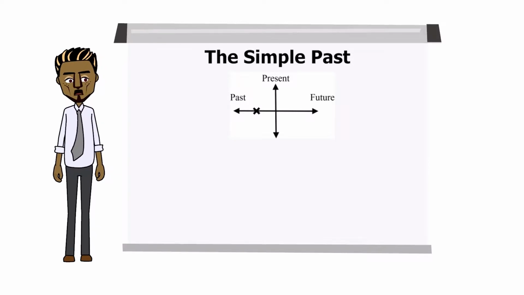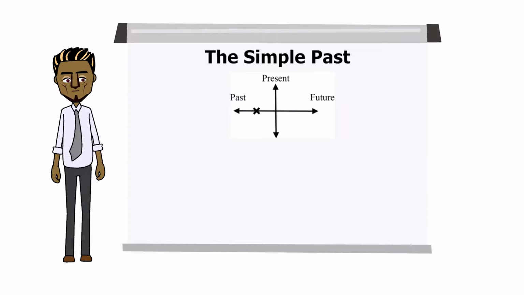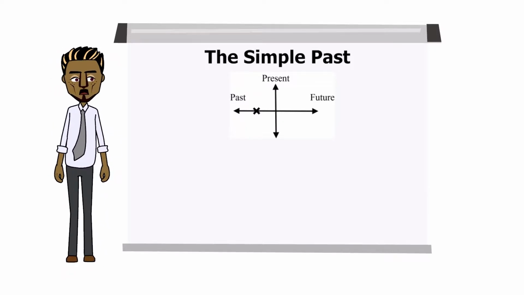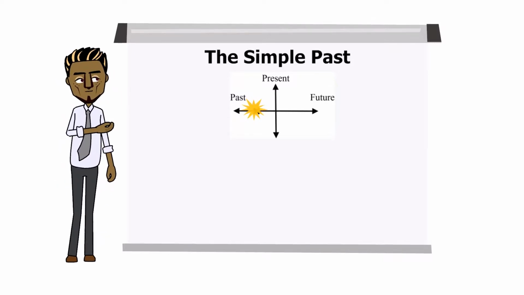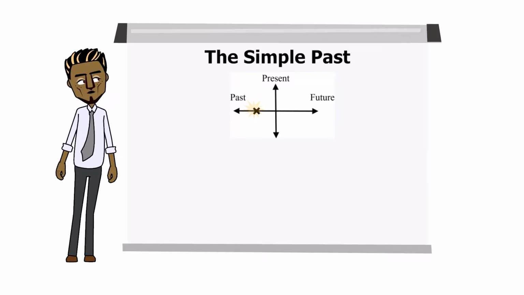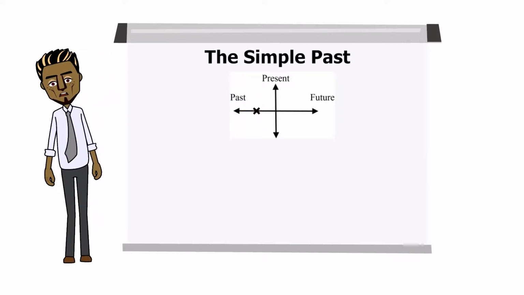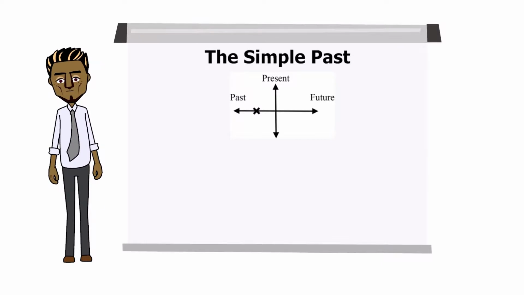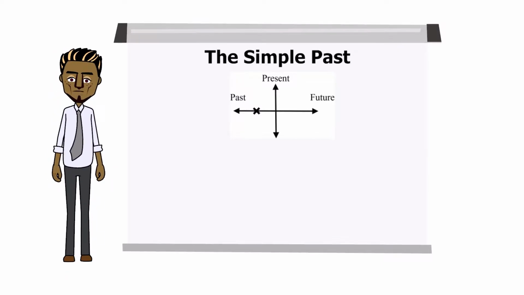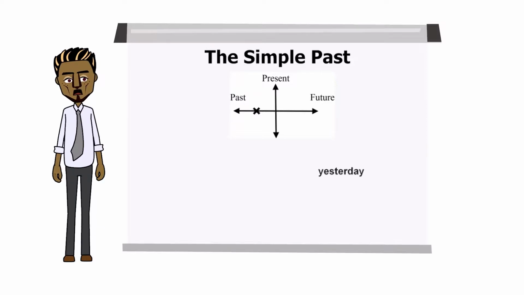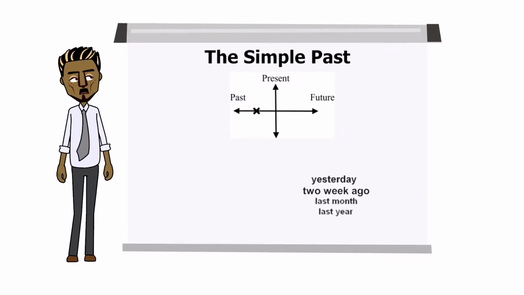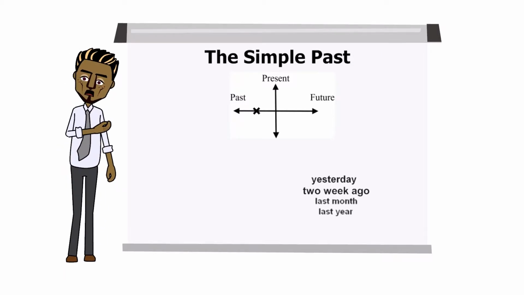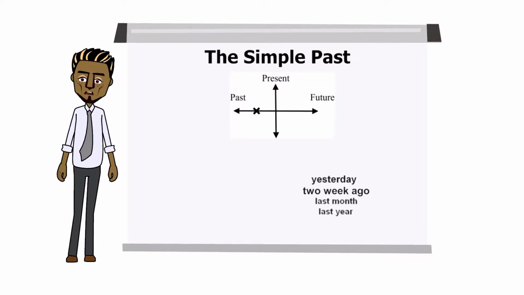First, we're going to look at the simple past, and indeed it does represent an action that happened at a defined point in the past. Notice that I said a defined point. So that means that the simple past must at least carry the idea of a specific point in time, such as yesterday, 2 weeks ago, last month, last year, etc. So the simple past defines one action that happened at a precise point in the past.